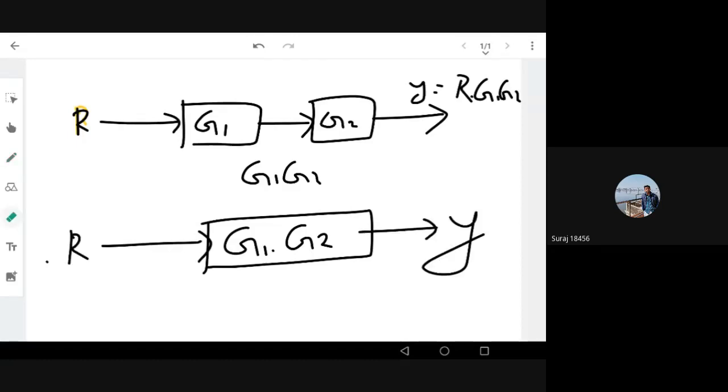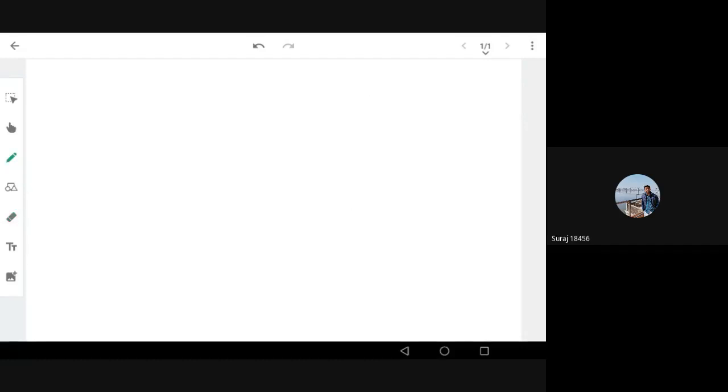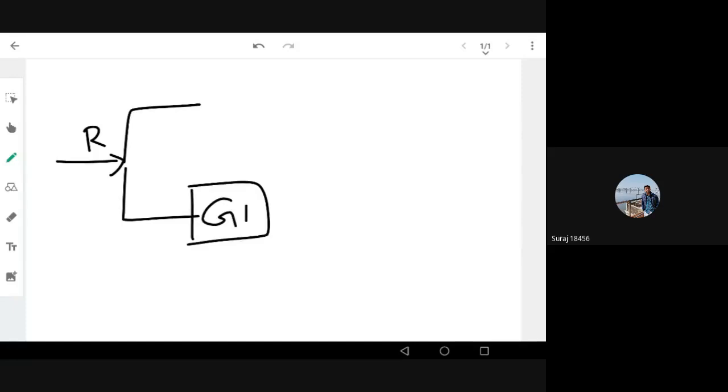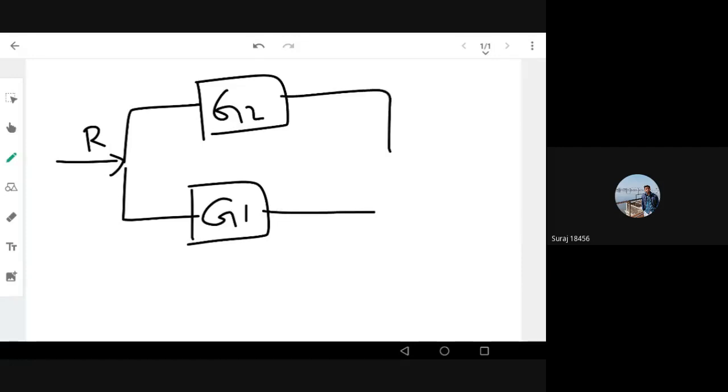Okay. Now what about this? Suppose input is r, it is divided into two branches, and one is transfer function g1, and that is g2, right? And they are combined in the output using a summing block. So the summing block I'll show like this. Block, this is plus, this is minus, this is plus. So what will be my output here?